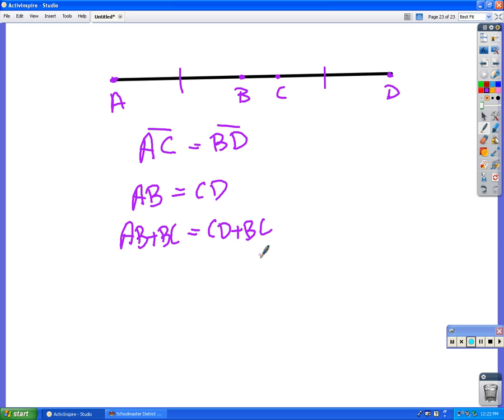these two things will also be true, correct? Okay? But what does AB plus BC equal? What's a simpler way to write that? AC, right. AB plus BC is the same as AC. And what's the simpler way to write CD plus BC? BD, good. Okay. So have I proved to you that this will always be true, using some logical steps there?